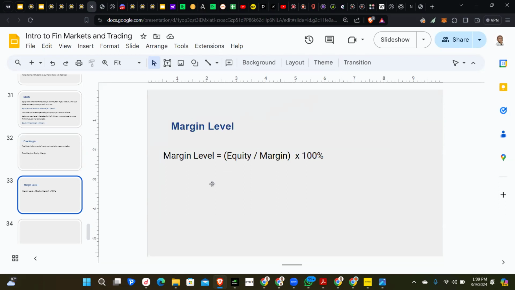Then we have the margin level. The margin level is your equity over margin times 100. So your equity over margin times 100 gives you your margin level.